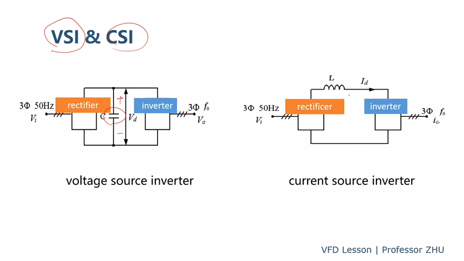In this type of inverter, on the DC side we use a reactor or inductor. So the current in the inductor will normally be almost constant. So it looks like a current source. So we call it CSI, current source inverter.